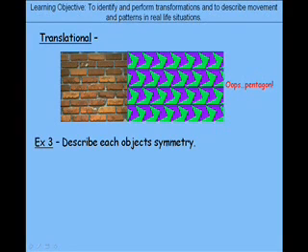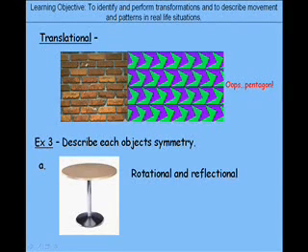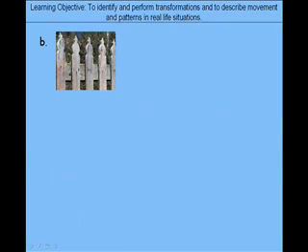Okay, third example, and the last one. This might be a little tough. Just give a little sketch of the pictures, or even write a description of the pictures if you think that you can draw them. That might be a little bit difficult. So, describe each object's symmetry. First one is just a round table. What kind of symmetry do you think that table has? I think it has reflectional symmetry and it has rotational symmetry. Next one, that's a picket fence. It's kind of old, but it has translational symmetry and reflectional symmetry.